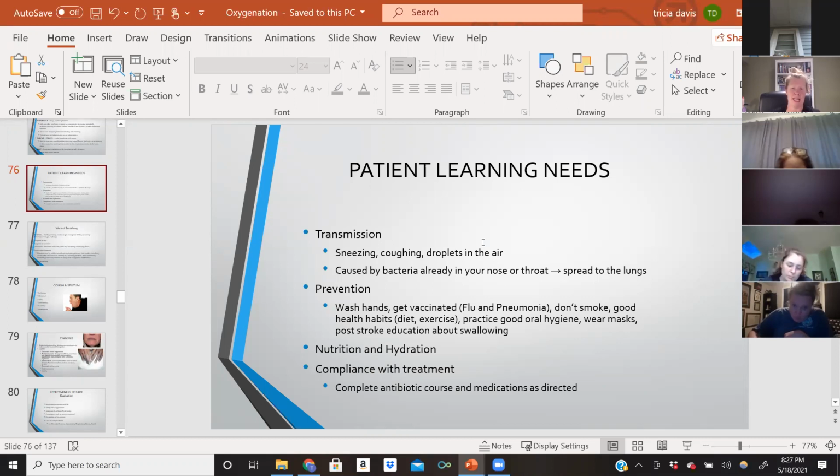So we want to educate about nutrition and how important hydration is so they don't get dehydrated and how it helps thin those secretions so they can get them up. And then we always want to talk about compliance with treatment. So if we give you an antibiotic, take the entire course of antibiotics as directed. Do not stop taking them even once you feel better because it can come back.